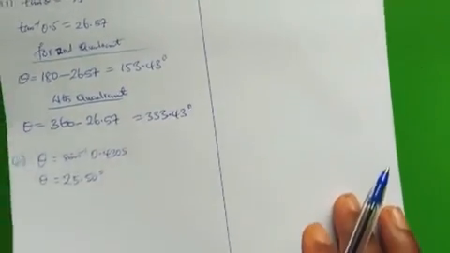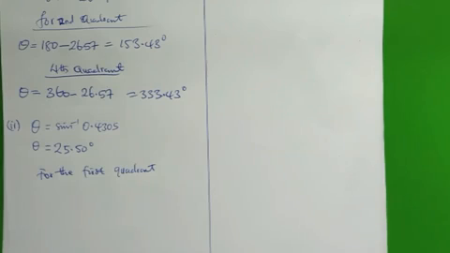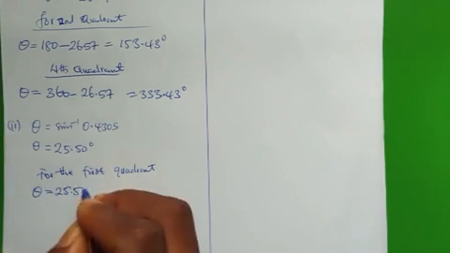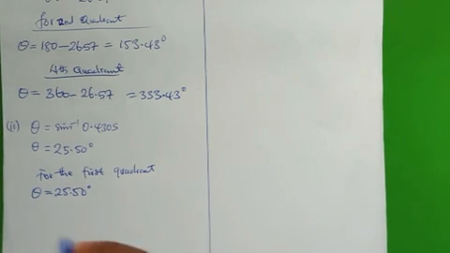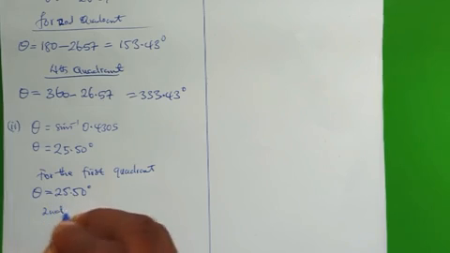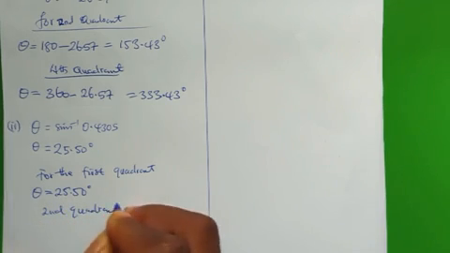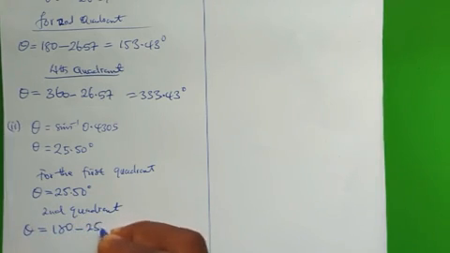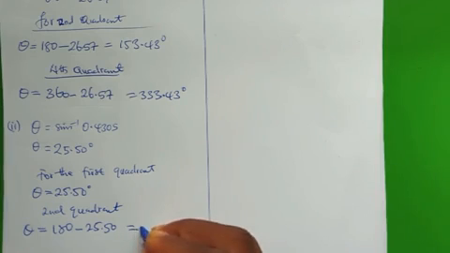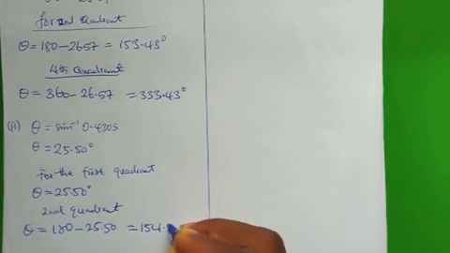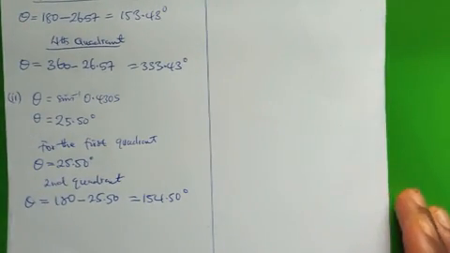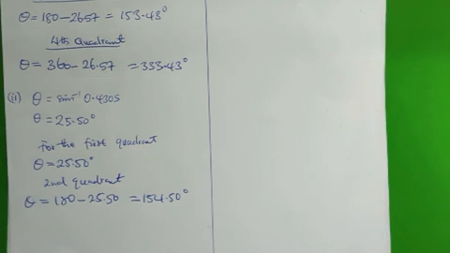Okay, so for the first quadrant, what we'll have there is theta is equal to 25.50 degrees. We are not subtracting anything here. Then for the second quadrant, we are going to have theta is equal to 180 minus 25.50, which is equal to 154.50 degrees. So what it literally means is that if you press sine 154.50, you're going to have a positive 0.4305.